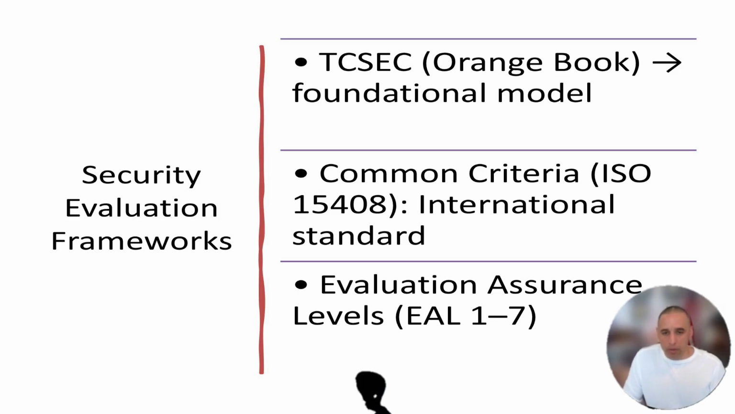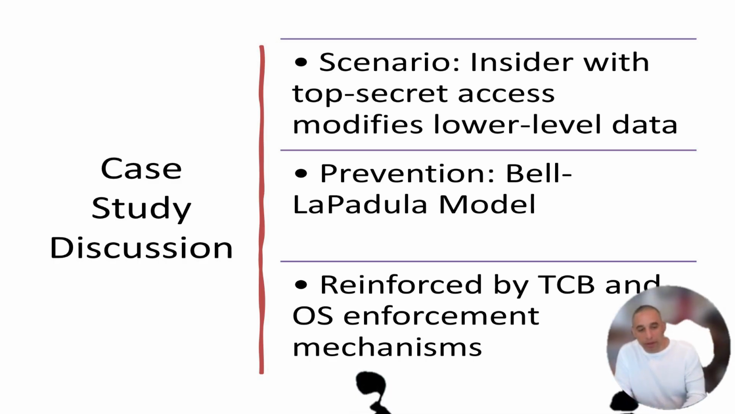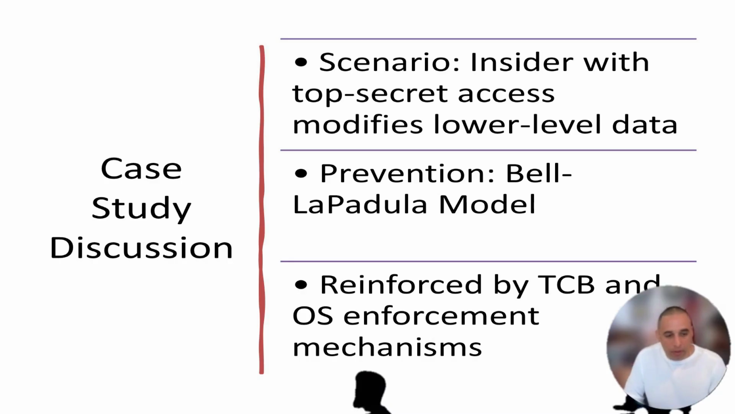Next, we'll look at a real-world case study to see how these models and frameworks are applied to prevent security breaches. Let's bring these concepts to life with a practical scenario, a case study that highlights the importance of security models and enforcement mechanisms. Imagine an insider who has top-secret clearance and attempts to modify data at a lower classification level. This situation is a classic example of the risks posed by insiders, even those with high levels of trust and access. The Bell-LaPadula model is designed to prevent this exact type of breach.